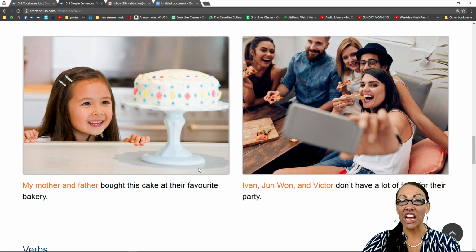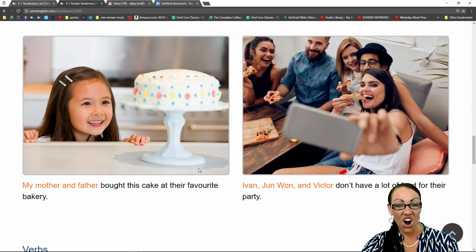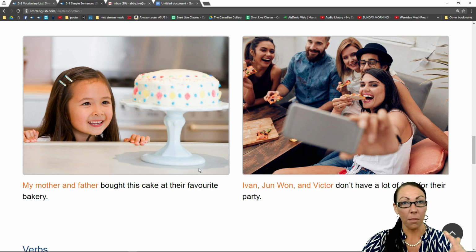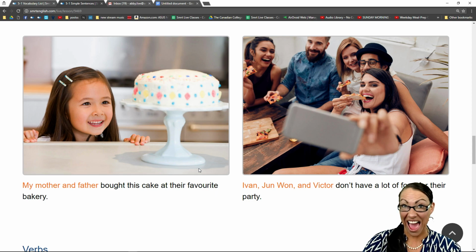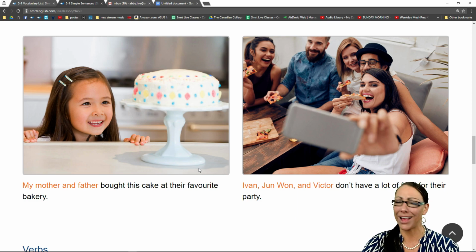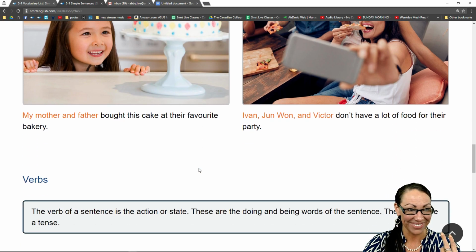Okay, good. Our second example, Yvonne, Jongwon, and Victor don't have a lot of food for their party. All right, so once more, don't be confused and think that food or party is the subject. The people in the sentence, so Yvonne, Jongwon, and Victor, that's who we're talking about. And then we're commenting that our subjects don't have a lot of food for their party. And here we have, of course, a lot, as we know, is 2 words.